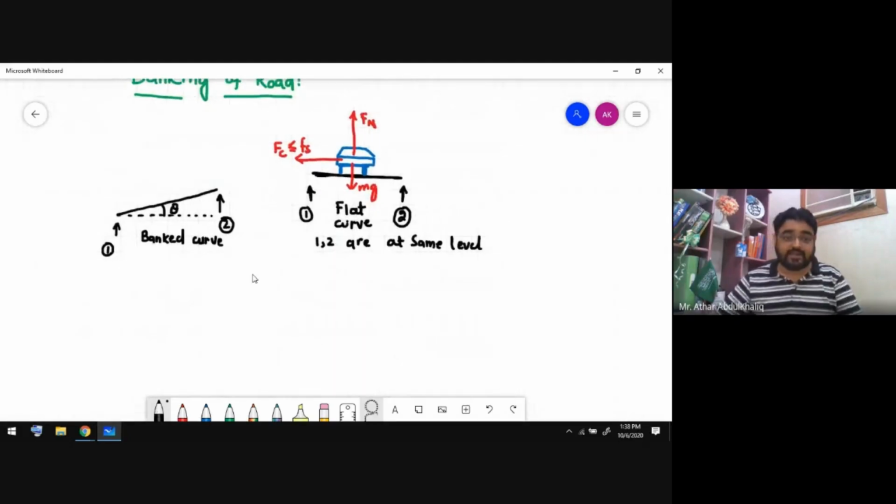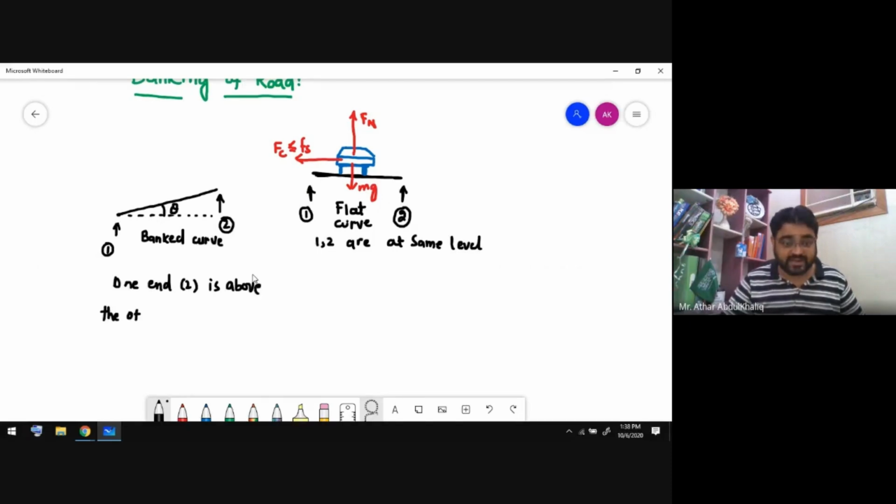So you can say one end of the road, one end number two, is above the other. And the car is going to take a turn, a short turn. So the road which was going uniformly like this, when it is a turn, the road becomes a little bit up. If it is straight here, it becomes like this. So the road becomes one side uppish than the other side.